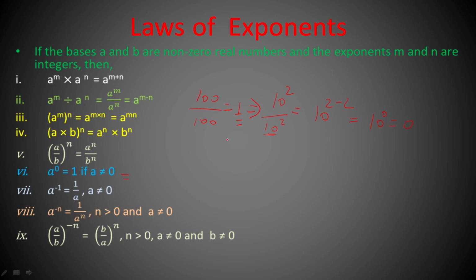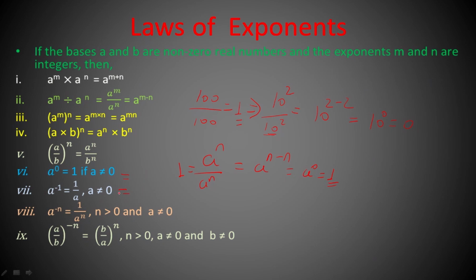In general, we can say a to the power of n over a to the power of n, where a is any real number other than 0 and n is any integer, can be written as a to the power of n minus n. a to the power of n over a to the power of n is 1, right? So n minus n gives a to the power of 0. This is equivalent to 1 always, but a should be different from 0.